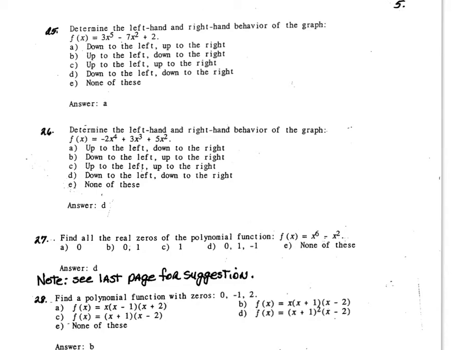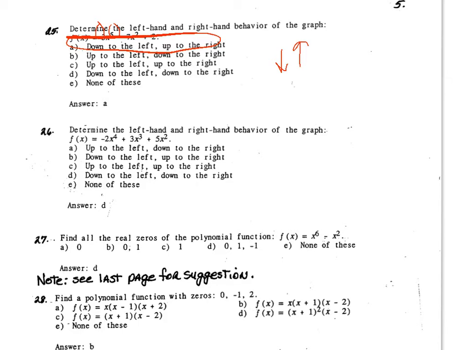In number 25, we want to determine the left and right hand behavior of our graph. So we know that we have a positive leading coefficient and an odd degree. So it will start down and finish up, which means the left will be down and the right will be up, which is choice A.